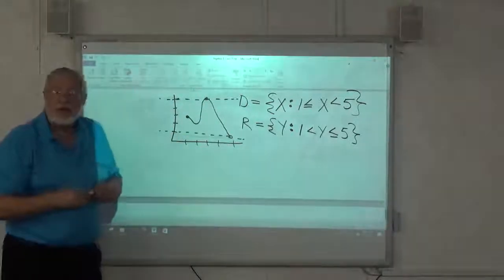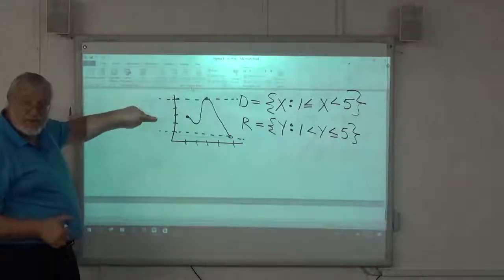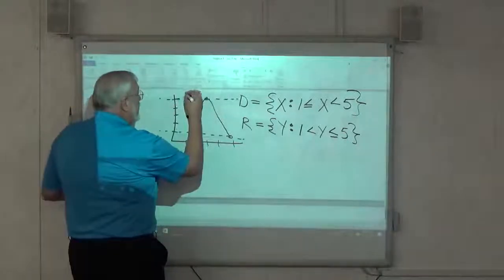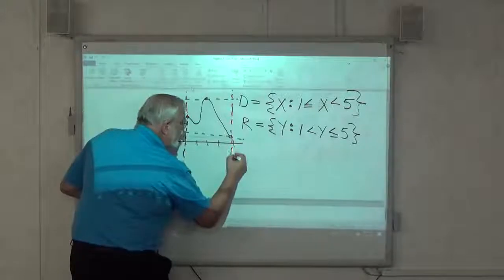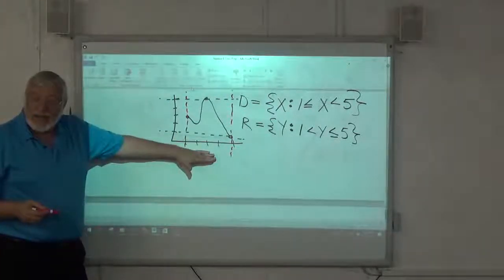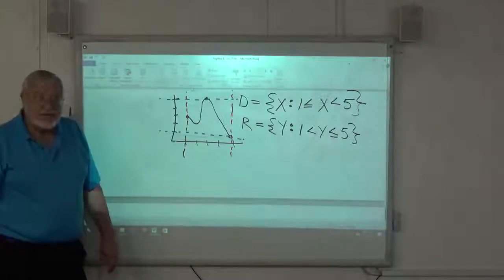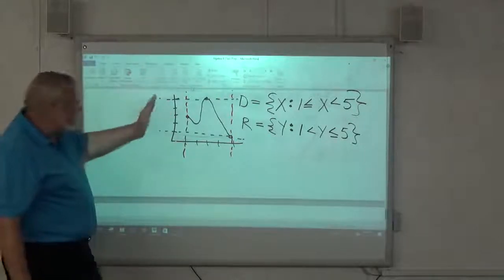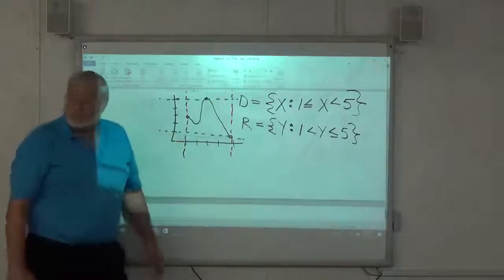Now, what you're looking at is something that you could do this way. Those are my range values because they cross the y-axis. And those are my domain because they cross the x-axis. And so I am greater than this, less than this. I am greater than this, and less than that.